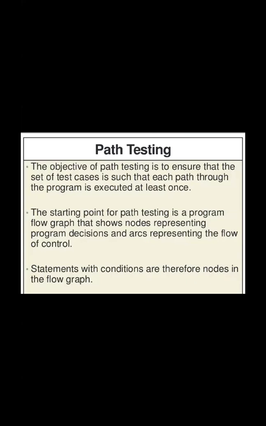The starting point for path testing is a program flow graph that shows nodes representing program decisions and arcs representing flow of control. So we have nodes that represent the program decision points, and the arcs or edges represent the flow of control. Statements with conditions are therefore nodes in the flow graph. Each and every statement in your project is represented in the flow graph.